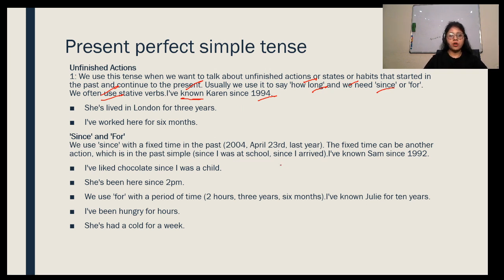Now, since and for. Since we use it when we are talking about a fixed time in the past, and for when we are talking about a duration. We use for with a period of time, 2 hours, 3 years, 6 months, since specific point in the past.